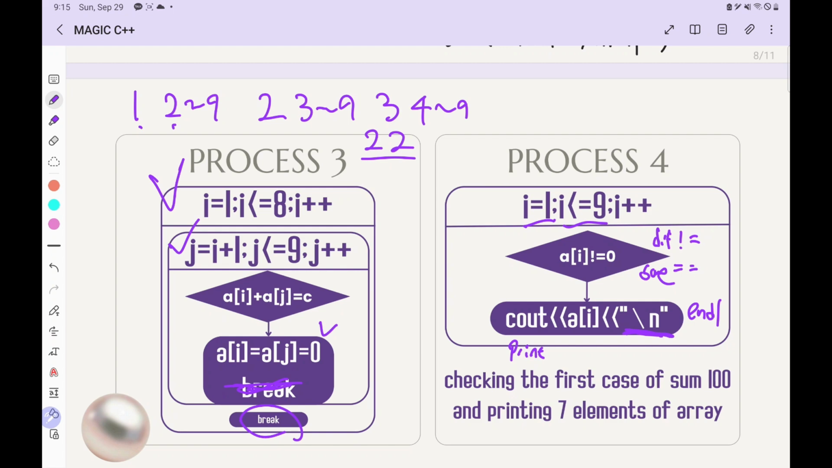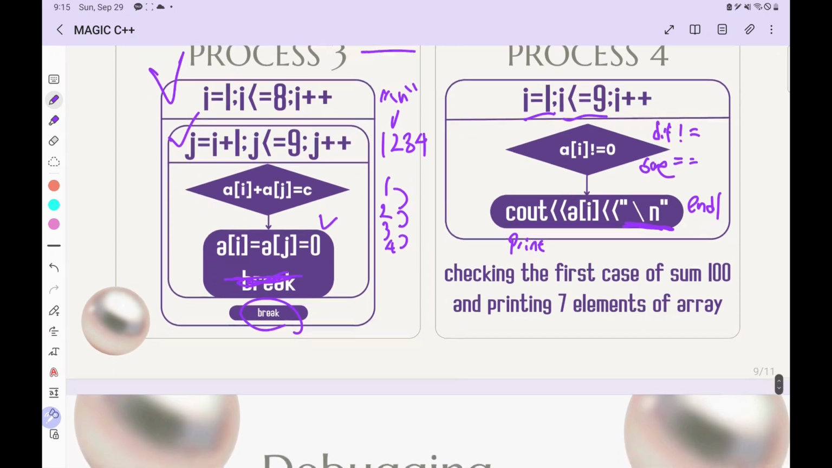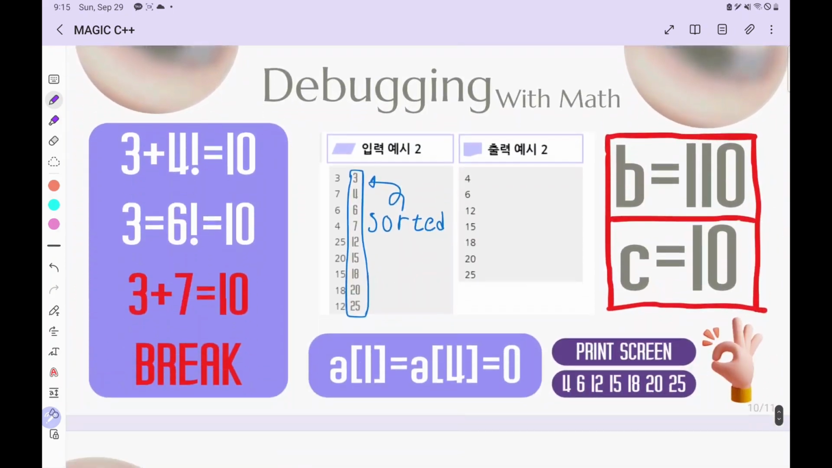Okay? So if we need to print 1, 2, 3, 4, but in this way, if we put here \n, then that becomes enters. Checking the first case of sum 100 and then printing 7 elements of the array is how to solve these questions.